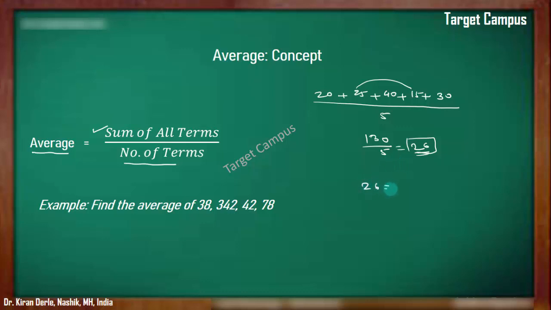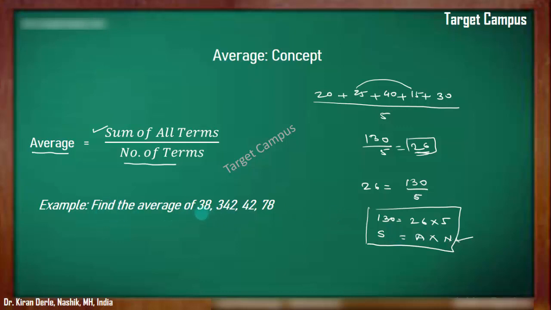So 26 can be written as the sum of all the terms divided by the number of terms, or this sum can be written as 26 into 5. This sum is actually equal to average into number of terms, right? In the question answer sessions, we will be solving a good number of questions on this only. So try to get this. This is just basic stuff we are doing here.